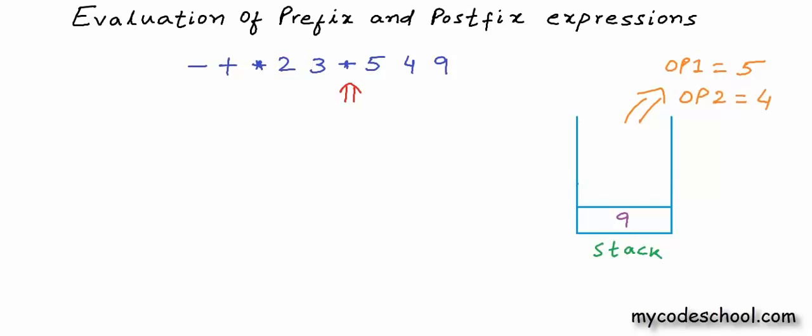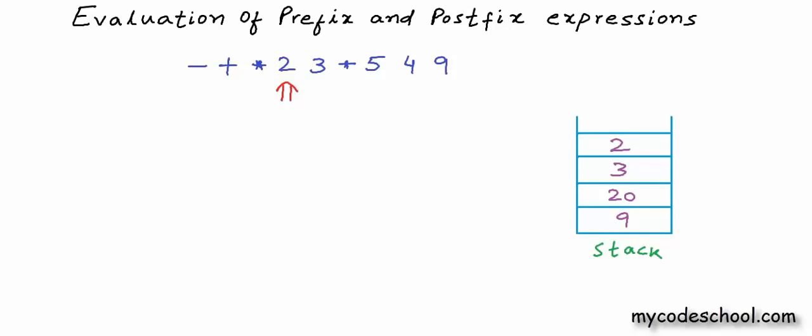For this multiplication, first operand is 5 and second operand is 4. This order is really important. For multiplication, the order doesn't matter, but for say division or subtraction, this will matter. Result 20 will be pushed onto the stack, and we will keep moving left. Now we have 3 and 2. Both will go onto the stack, and now we have this multiplication operation. 3 and 2 will be popped and their product 6 will be pushed.